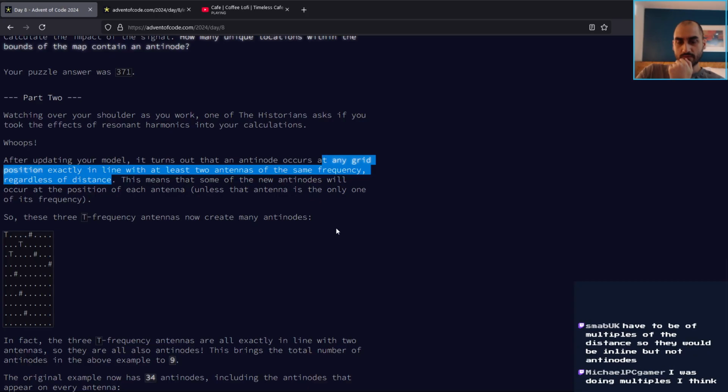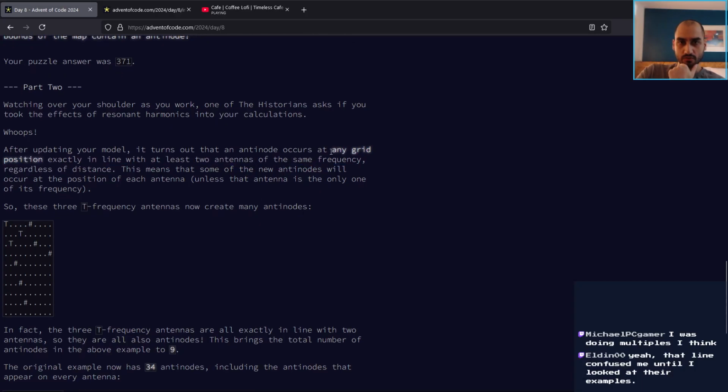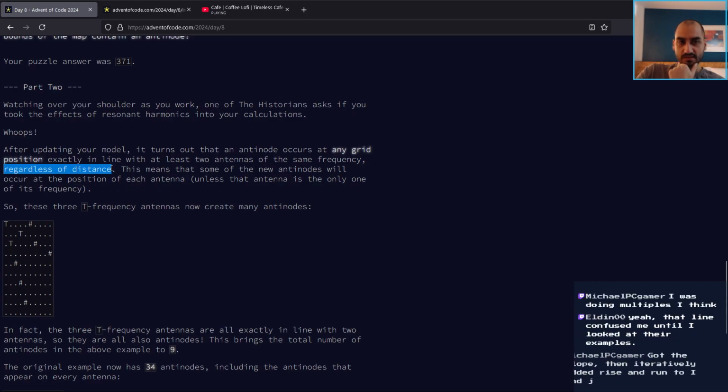I was doing multiples, I think. And it worked? I would say, for that example, 6,6, 7,7, 8,8 should definitely count. And the way I've written my code, it would count them. Maybe the input has been super generous. But they have used the phrase regardless of distance, so that unequivocally means distance is irrelevant.